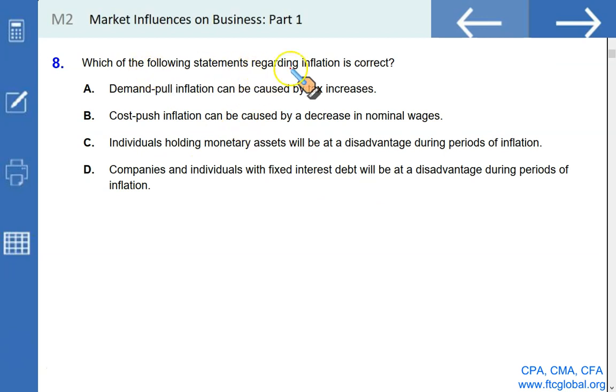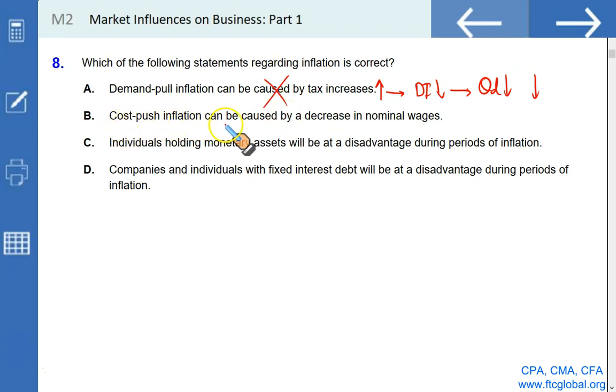Which of the following statements regarding inflation is correct? Demand pull inflation can be caused by tax increases. This is incorrect. When the tax rate is increased, people will have less disposable income. And when they have less disposable income, they will demand fewer quantities, and thereby there will be less demand pull inflation. So this is wrong.